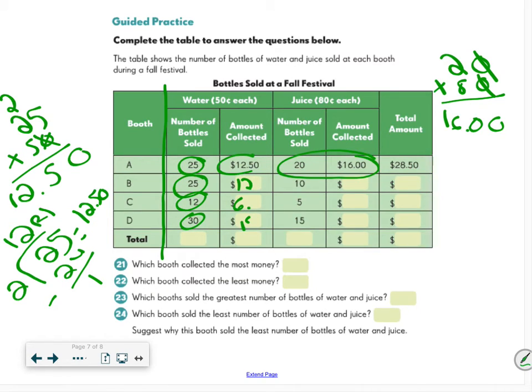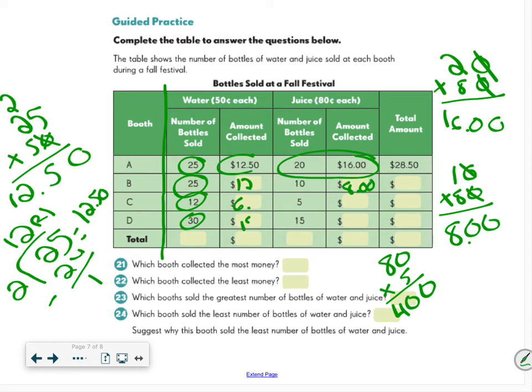10 times 80 cents, ignore my 2 zeros, put them on later, that's $8. I could do 5 times 80 cents. 8 times 5 is 40, put my 0, $4. I could do 15 times 80, and I can ignore my 0. 8 times 5 is 40, 8 times 1 is 8, 9, 10, 120, and then put my 0 down, that's $12. And I can keep going.